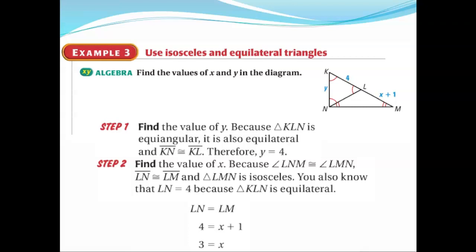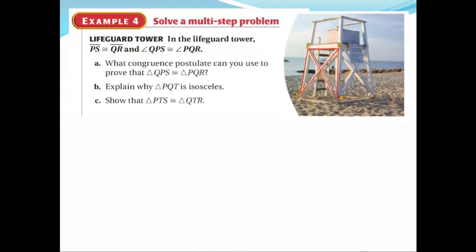All right, we have one last example. In the lifeguard tower, PS is congruent to QR and angle QPS is congruent to angle PQR. A. What congruence postulate can you use to prove that triangle QPS is congruent to triangle PQR? Then explain why triangle PQT is isosceles and show that triangle PTS is congruent to triangle QTR.